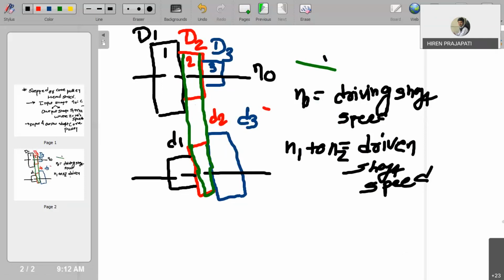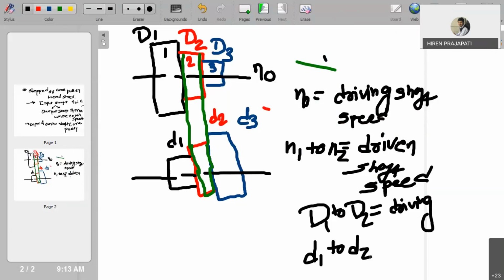Then if we see the diameter, capital D is used for the diameter of the driving pulleys. If you are talking about Z number of speeds, then D1 to DZ is equal to the diameters of the driving pulleys, right? Similarly, small d1 to small dz are the diameters of driven pulleys on the driven shaft. So this is our driven shaft. So by changing the belt from pulley 1 to pulley 2, we get variation in the speed, right?